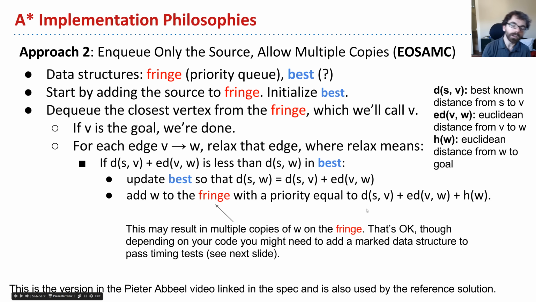Okay. Now, one issue here is you'll end up with multiple copies of w on the fringe, and that's actually totally okay. It turns out that you can pass the autograder tests, including the 3x autograder test, if you code everything just like we did, even if you don't have any kind of marked data structure. The code as it shows here can pass the 3x autograder test, but if you find yours is too slow, you can also add a marked data structure as shown on the next slide.